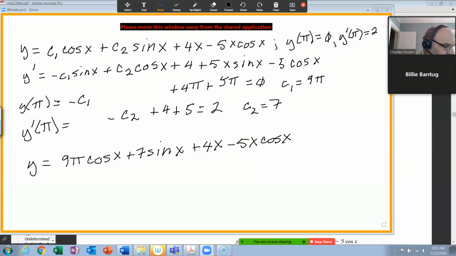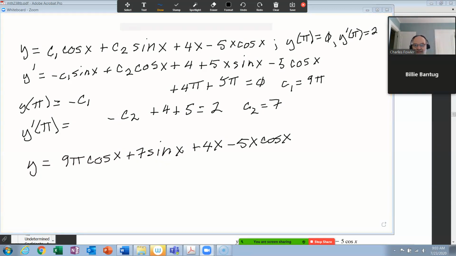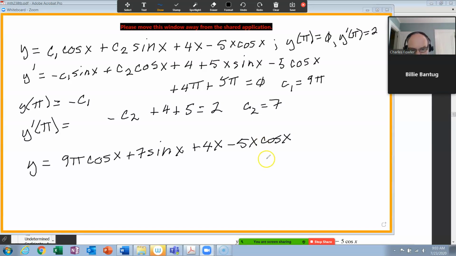Now let's check and see how the book did. 9 pi cosine x plus 7 sine x plus 4x minus 5x cosine x. He finally got it right. All right, so there is our worked out example 8. We got it so close, but didn't quite get to finish it last time. All right, so let's go back to the book. Any questions on this before we leave it?